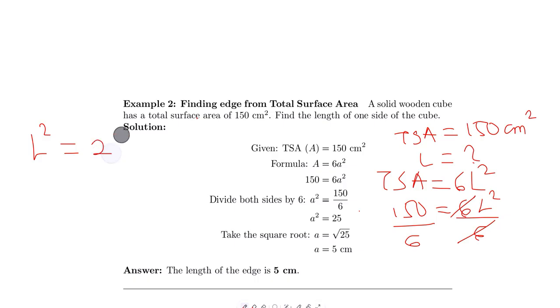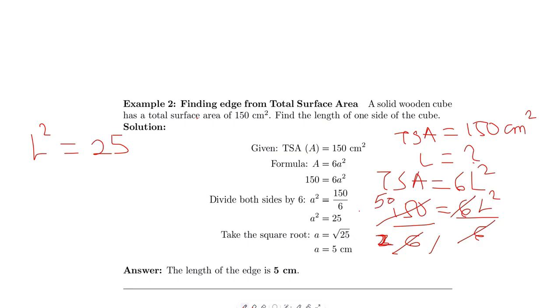So this is 25. All right, you can divide by 3 first if you don't want to. 150 divided by 3 is 50, and 6 divided by 3 is 2. So we have 50 over 2, and 2 into 50 gives us 25.